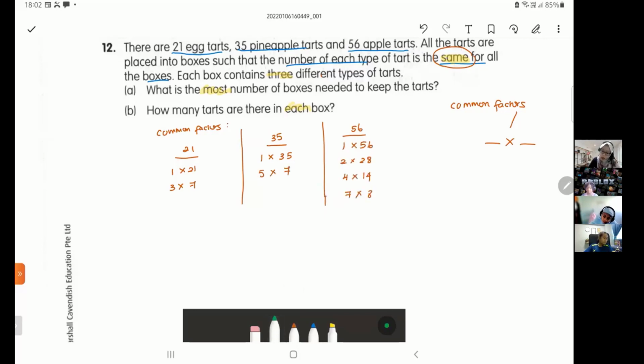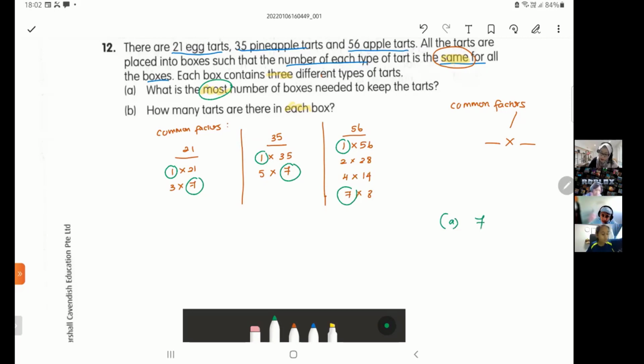They say what is the most number of boxes? Means the largest common factor. 1 is a common factor, right? But cannot be 1 box only lah, right? That's not the biggest common factor. I'm looking at the highest common factor. Another one is 7. So for question part A, answer is 7. Okay?